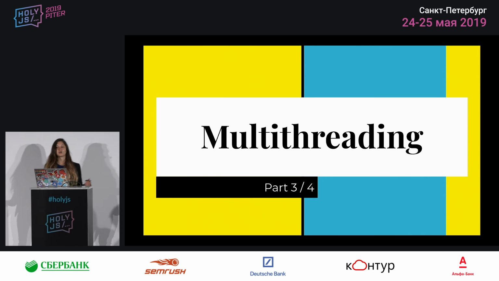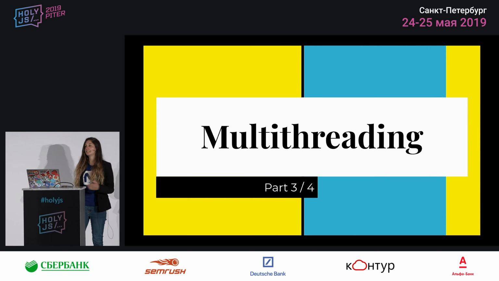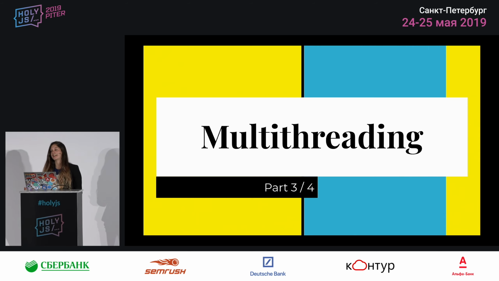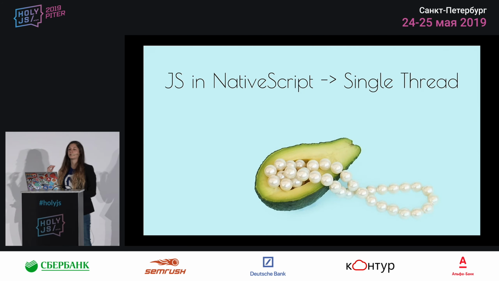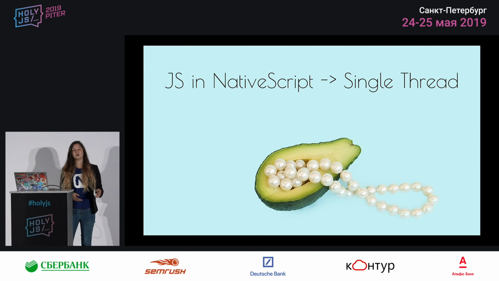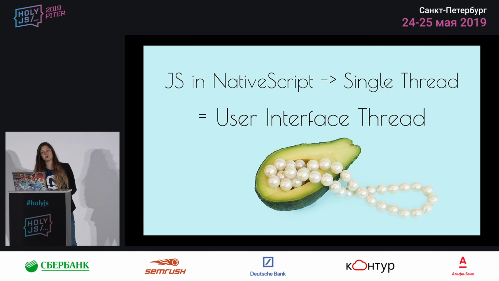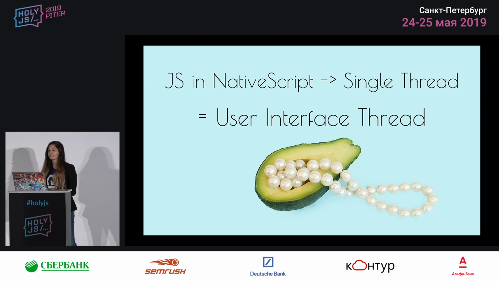All right, for the last two sections, we will discuss two problems that we solve in NativeScript using certain V8 APIs. The first one is multithreading and how we try to achieve it from the JavaScript side. The JavaScript code in NativeScript is actually executed on a single thread, which happens to be the main user interface thread. It can cause certain problems.